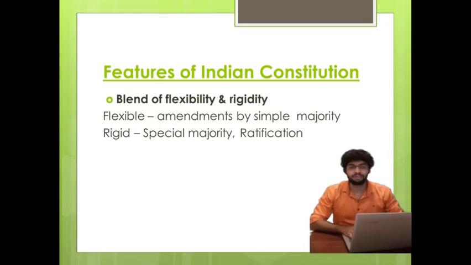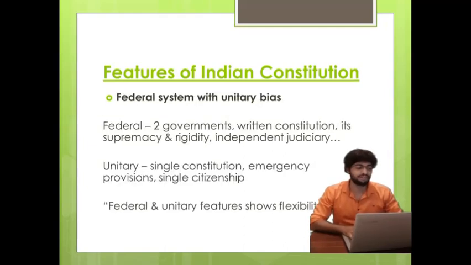The next important feature of the Indian Constitution is its federal system with unitary bias. Federalism, in short, means the presence of two governments, that is the central government and the state government. There is a written constitution, there is rigidity and supremacy of the constitution, independent judiciary, and so on. Even if the Constitution of India is federal, there are unitary features in the Indian Constitution.